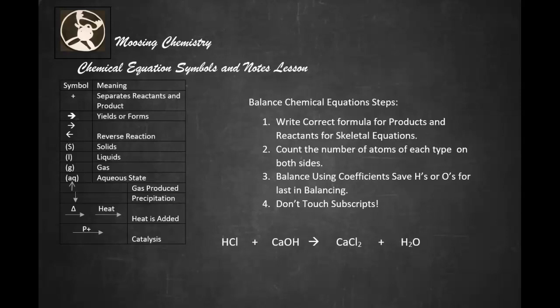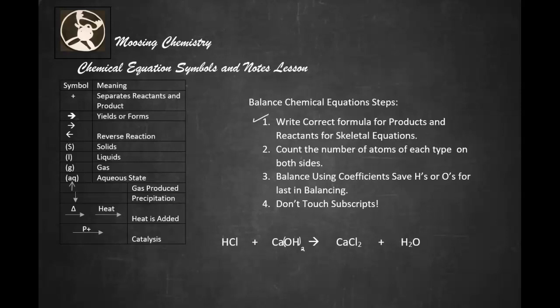Okay, the first thing you want to do is balance a chemical equation. And so we're going to use the balancing chemical equation steps. First, write the correct formula for the products and reactants for the skeleton equation. I have kind of already done that down here, except for one thing. I need to put a 2 in there, just like that.